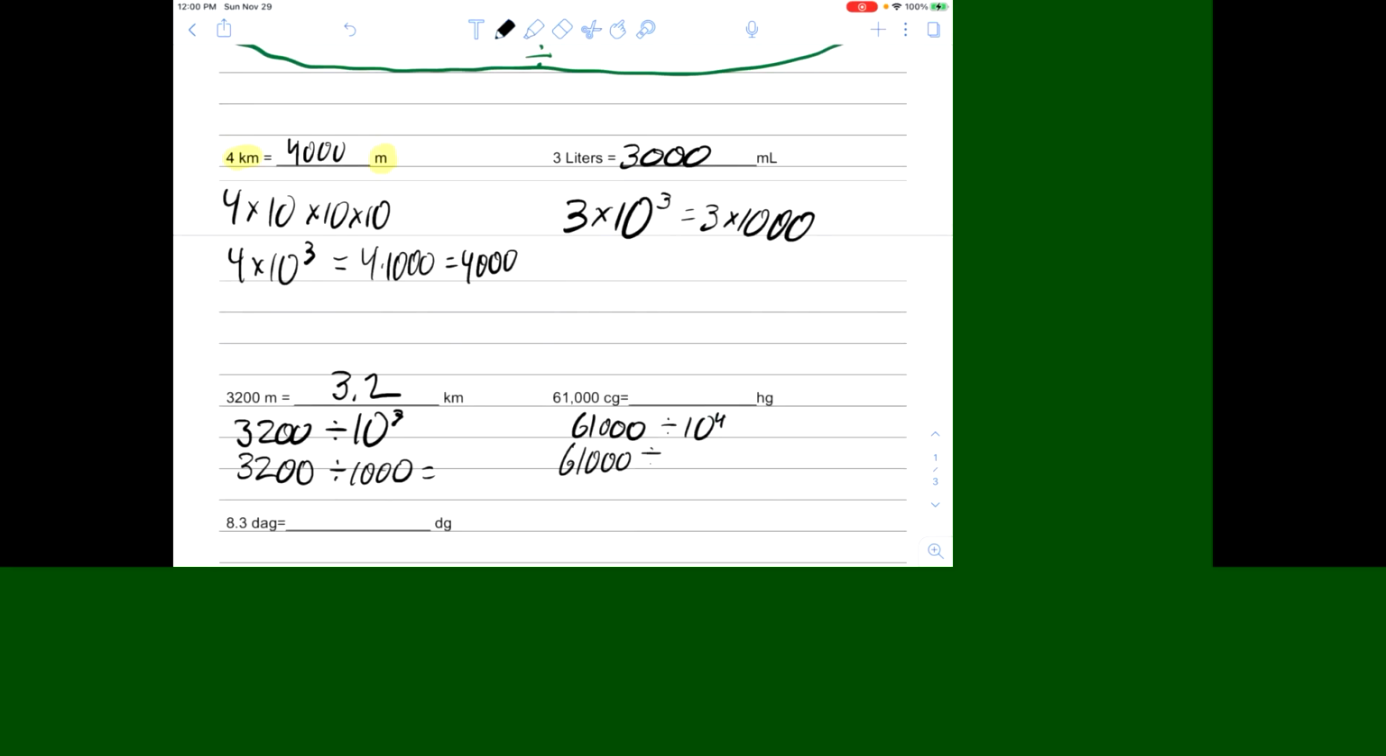61,000 divided by, well, 10 to the 4th power is 10,000. It's basically a 1 with 4 zeros behind it. Remember, you can use your calculator to help you with that. It would be 10 times 10 times 10 times 10, or 10 power button 4 on your calculator. 61,000 divided by 10,000, that gives me 6.1.